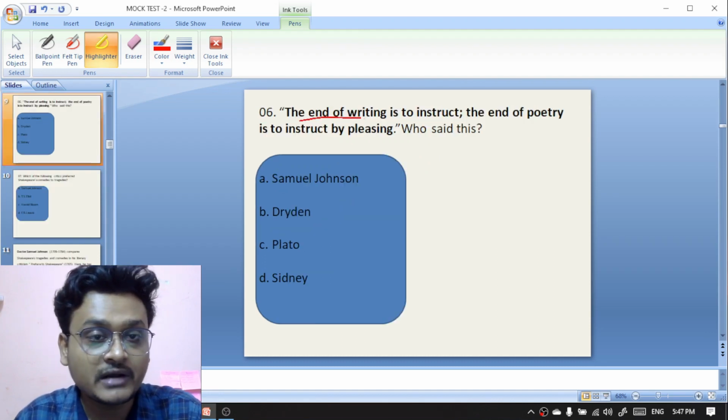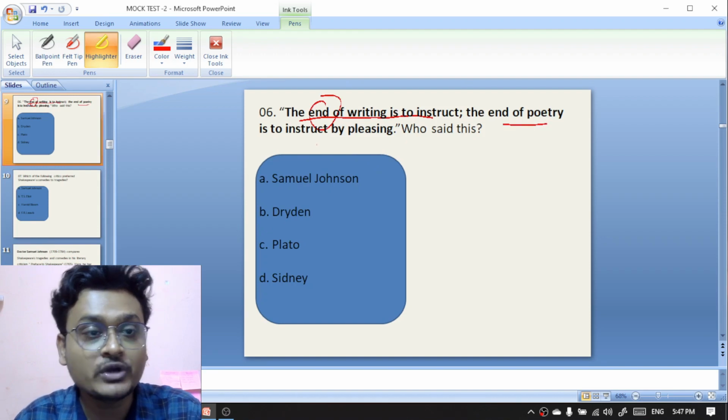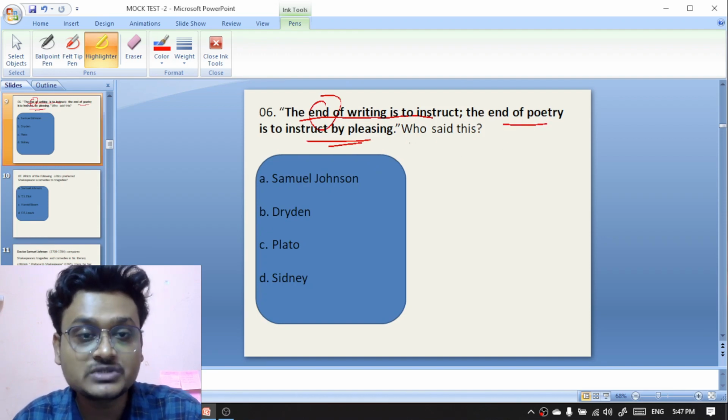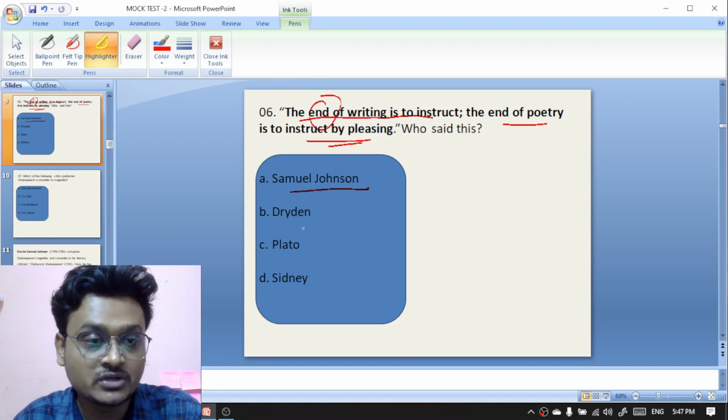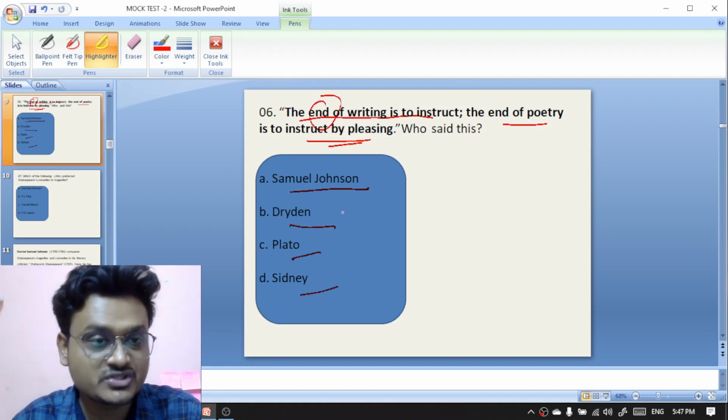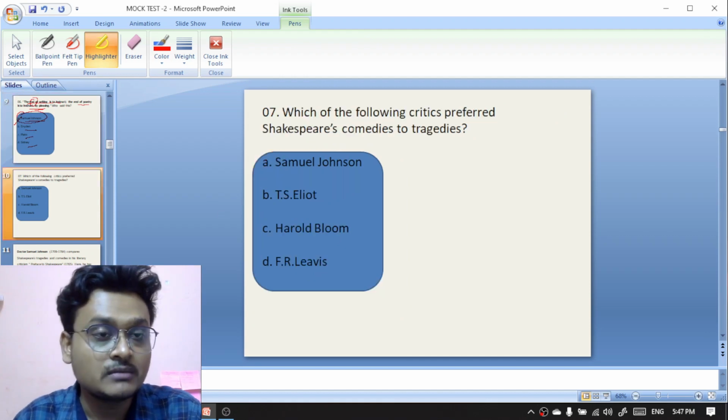The end of writing is to instruct, and the end of poetry is to instruct by pleasing. Who said these lines? Samuel Johnson, Dryden, Plato, Sidney. So this was spoken by Samuel Johnson. So here A is the right option. Moving to the next question.